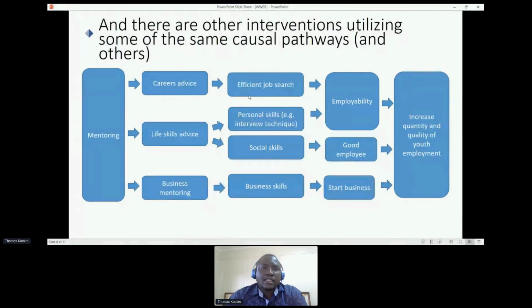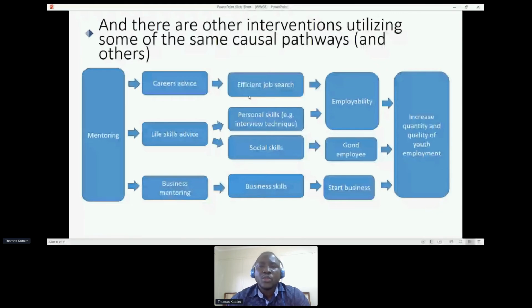Another one we can look at is this one, where we are looking at mentoring as one of the biggest categories. In this case, mentoring can be careers advice, life skills, business mentoring, and these lead to efficient jobs, personal skills, social skills, business skills. So when you get all these, they will improve the employability of the youths. It will lead to a good employee. It will lead to starting of businesses, which I call self-employment. And when you combine these, it tends to lead to our final product, which is the increase we want, the increase in quantity and quality of youth employment.